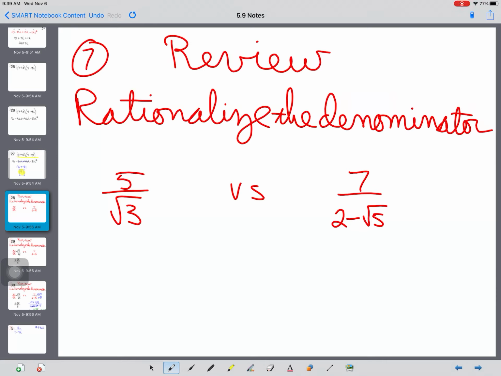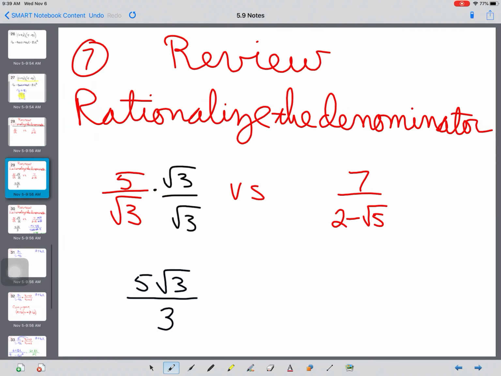Some of the work we've done with radicals, we figured out ways of what's called rationalizing the denominator. So with this first one, to rationalize the denominator, we multiply by the number 1, written as the square root of 3 over square root of 3. And when you multiply straight across, square root of 3 times square root of 3 is just 3, and then 5 square root of 3 in the numerator. The other one's a little trickier.